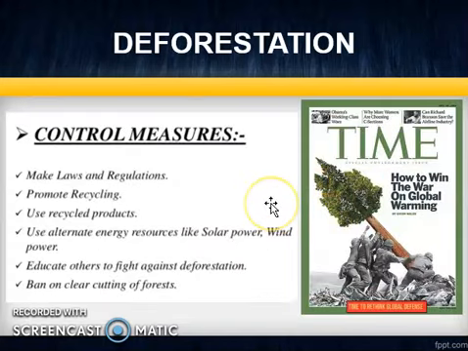Next slide, talking about deforestation again. Control measures for deforestation. How to control it? Making laws and regulations, promoting recycling, using recycled products, using alternative energy resources like solar power and wind power, educating others to fight against deforestation, and lastly, a ban on clear cutting of forest.